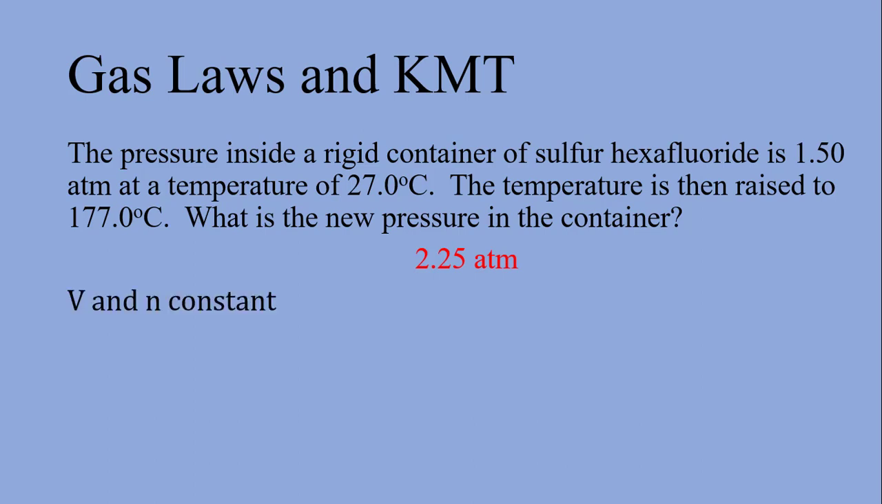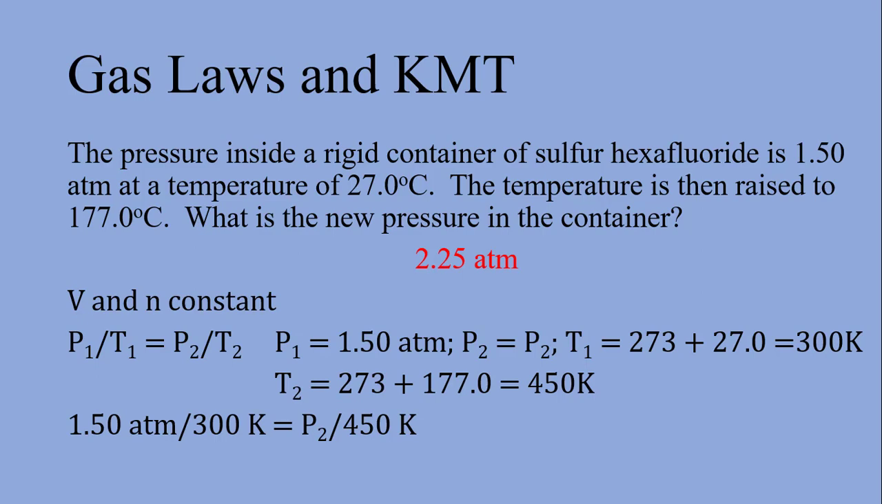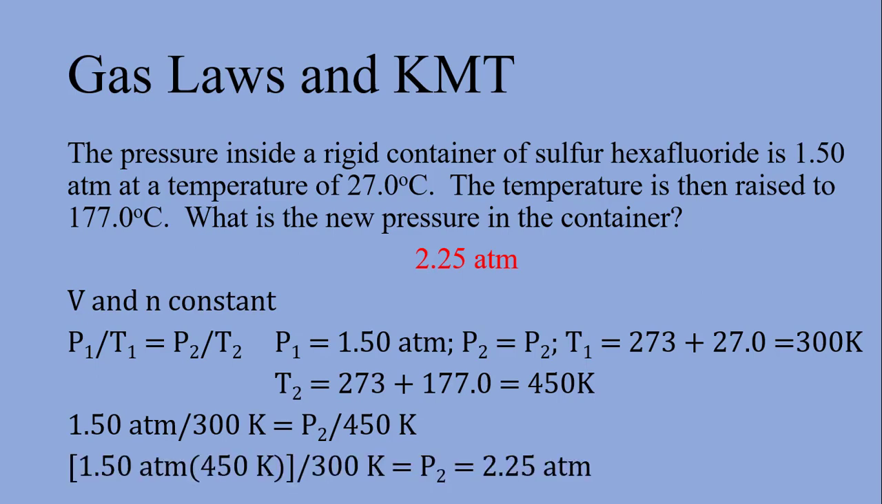We're keeping volume and moles constant, so the equation becomes P1 over T1 equals P2 over T2. P1 is 1.5 atmospheres. We don't know what P2 is. T1 is 27 degrees Celsius, which you have to convert to Kelvin. That's 300 Kelvin. T2 converts to 450 Kelvin. Plug the values in, rearrange to solve for P2, and you get 2.25 atmospheres.